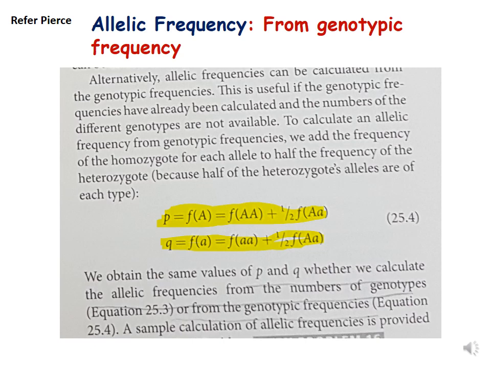Now when we calculate the genotypic frequency, then we can calculate allelic frequency by this formula, where the frequency of A, capital A, means the frequency of the dominant allele, which is the frequency of the homozygous dominant genotype plus half the frequency of the heterozygous, because the heterozygous has only one dominant allele, while the homozygous dominant has two dominant alleles. Similarly, q, the frequency of the recessive allele, is the frequency of homozygous recessive plus half the frequency of heterozygous. This we have already discussed in the first part of this lecture.